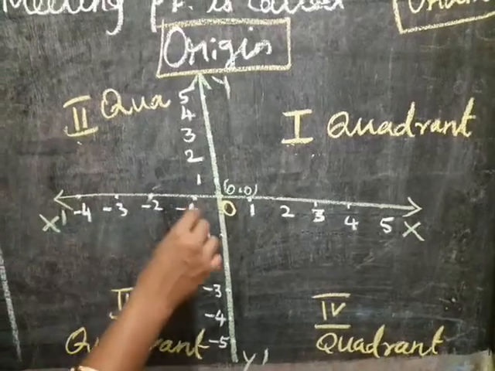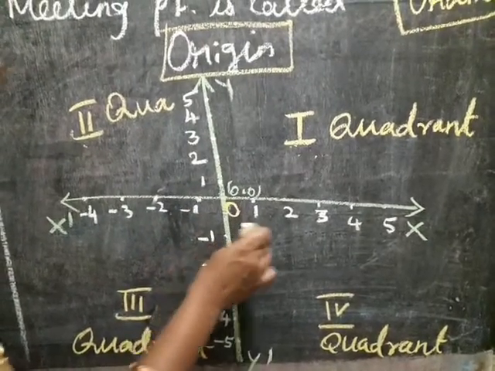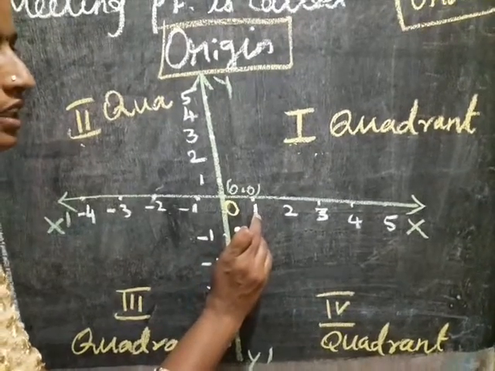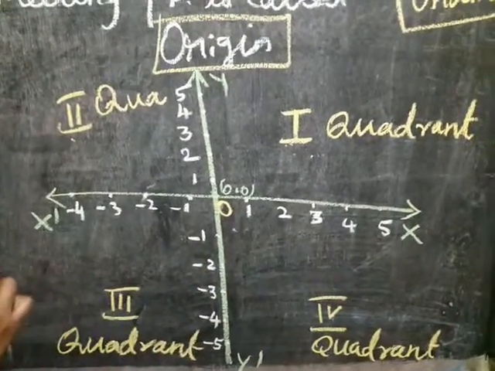Next, we have to write the values for the x-axis. 1 unit is equal to 1 centimeter. So you have to write the values up to 5.